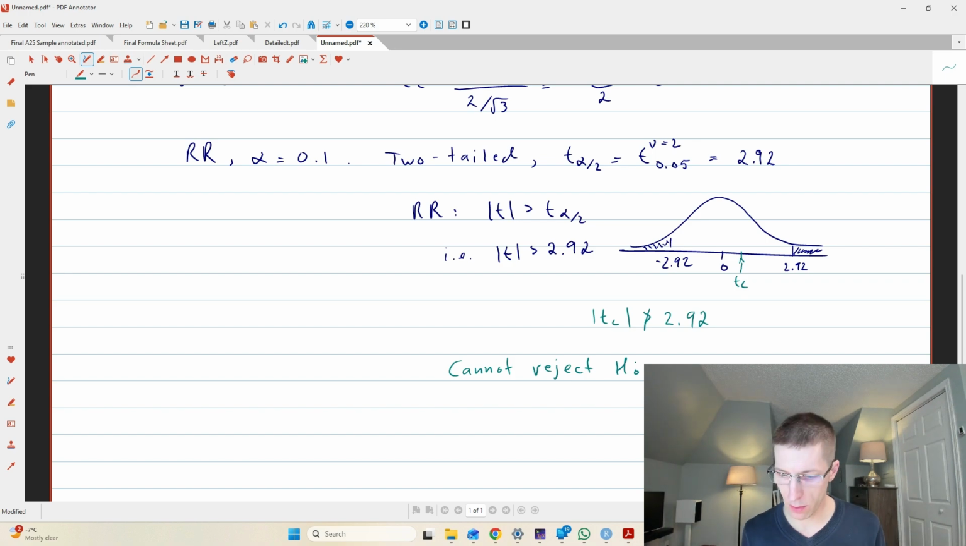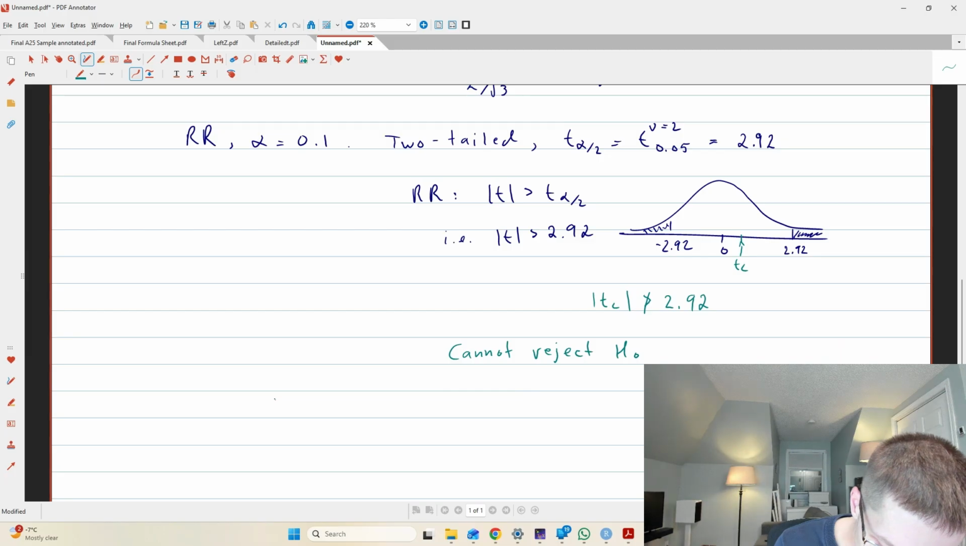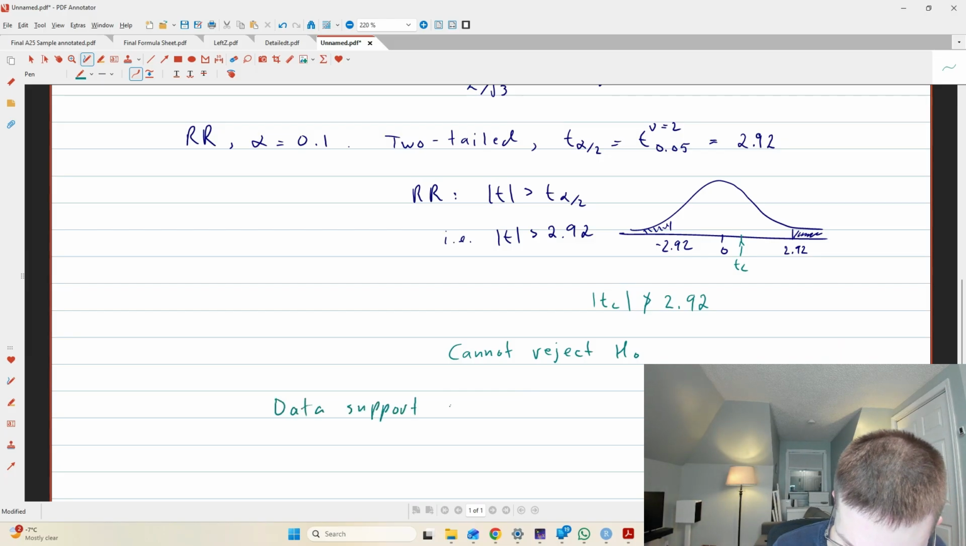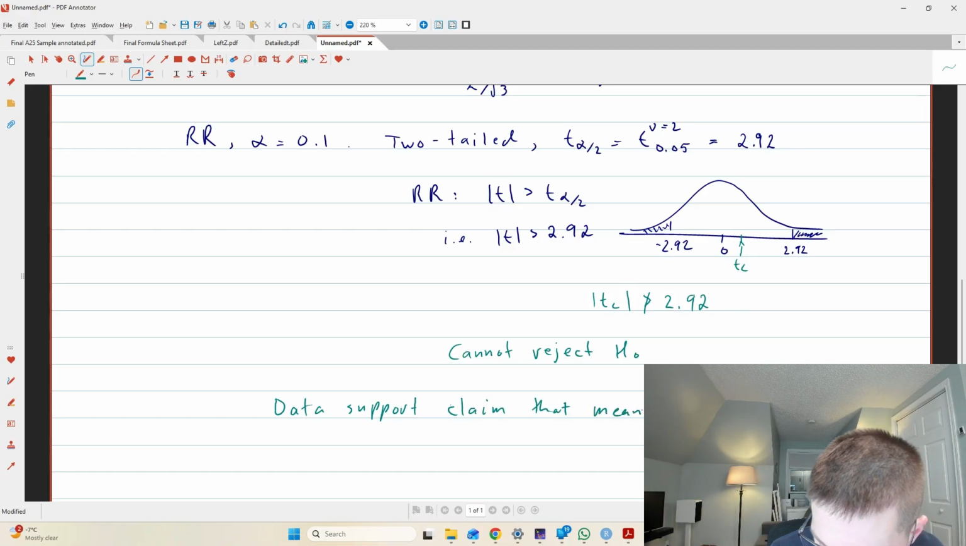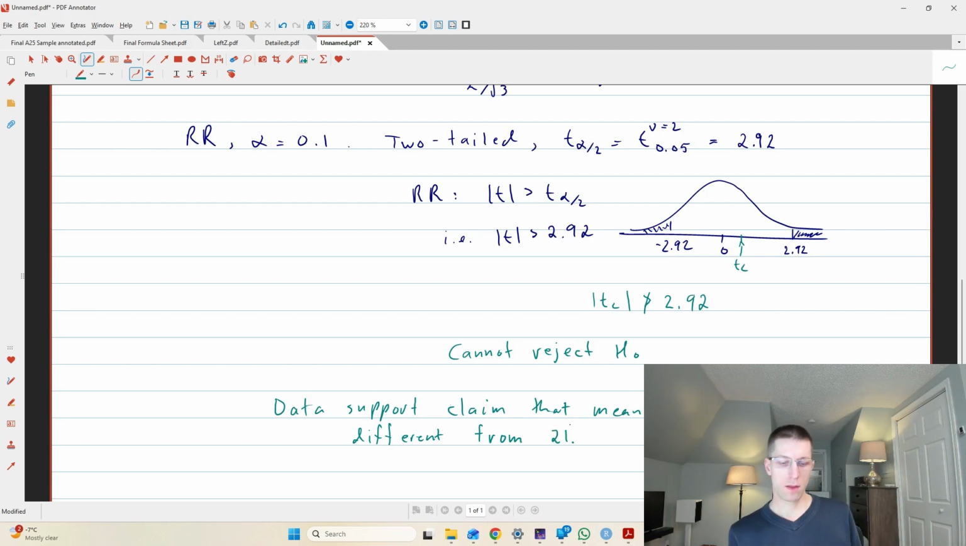And so that means our conclusion is that data doesn't support the claim that mean shark length for the hammer-headed sharks is different from 21. So yeah, that's a T statistic type question.